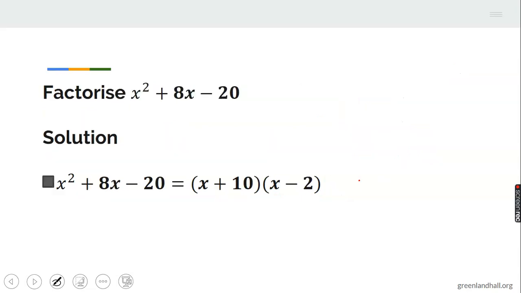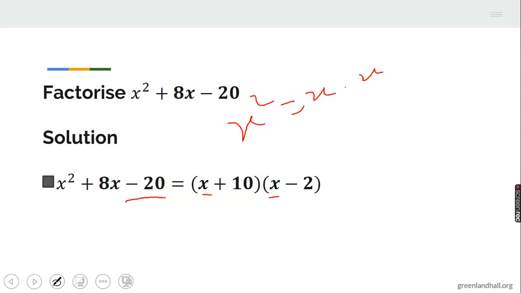We move on. Number 2. We want to factorize the second one. We open up two brackets. The factors of x squared is x times x. So we put the first x here and the second x there. Then we look for factors of a negative number, which is minus 20. For factors of a negative number, one will be minus and the other will be plus.